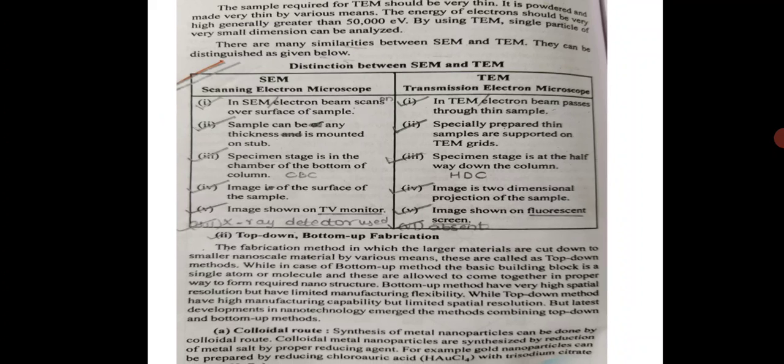In SEM, the image is of the surface of the sample. The TEM image is a two-dimensional projection of the sample. The SEM image is shown on a TV monitor. Here, the image is shown on a fluorescent screen. These are the differences between SEM and TEM.